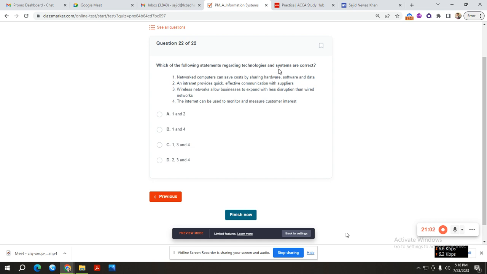Which of the following technologies and systems are correct? Network computers can save costs by sharing hardware, software, and data. Network computers, actually, that are connected, they can save costs by sharing software and hardware. Could be. Intranet provides quick, effective communication with suppliers. Never. Remember, an intranet is connected only among the computers within an office. Suppliers obviously cannot access it, so statement 2 is definitely incorrect. So that eliminates option 1, option A and option D. The internet can be used to monitor and measure customer interest.